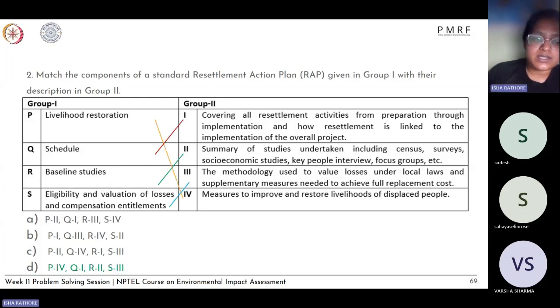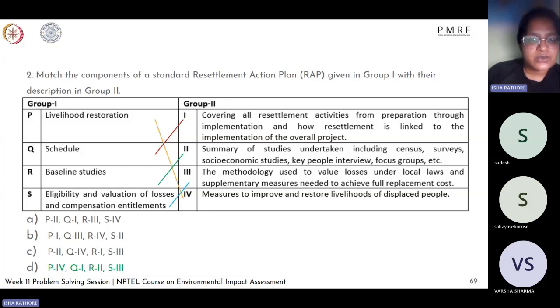Okay, so the correct answer is D, that is, livelihood restoration are measures to improve and restore the livelihood of displaced people. So P matches with 4. Then schedule is covering all resettlement activities from preparation to implementation and how resettlement is linked to the implementation of the overall project. So Q matches with 1. Then baseline studies, that's a summary of studies undertaken, including census, surveys, socioeconomic studies, key people interviews, focus groups, etc. So R matches with 2.